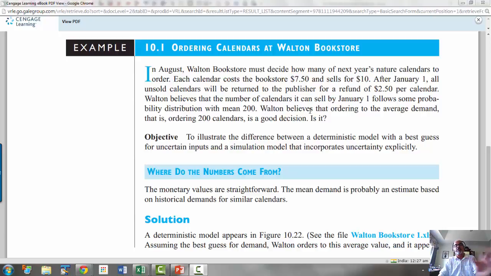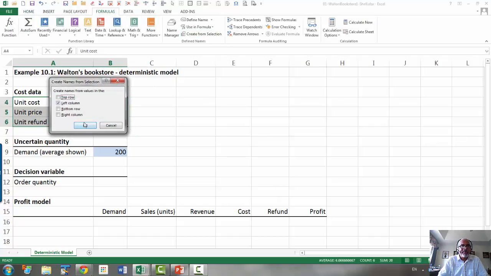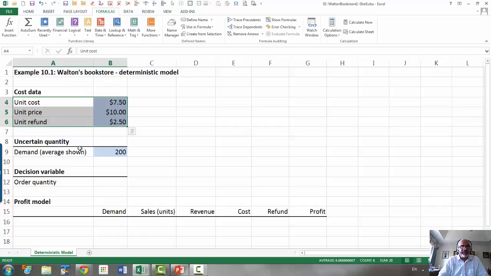Let's first look at a deterministic model where we simply ignore the fact that the demand has a probability distribution. We simply use the mean as the demand value. So in that case, let's go to the Excel file. Example 10.1. Unit cost is $7.50. Unit selling price is $10. The refund that we'll get is $2.50. So let's give names. And this is uncertain demand, but we are using 200, the mean value, the average value, as our demand. We are ignoring the probability distribution.